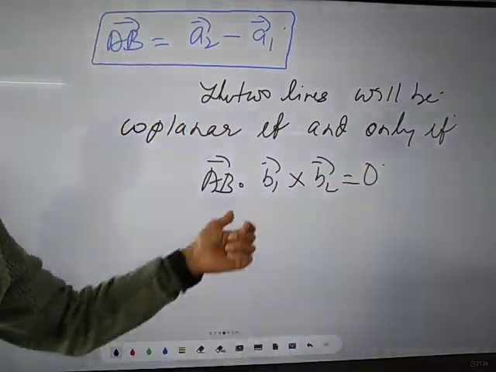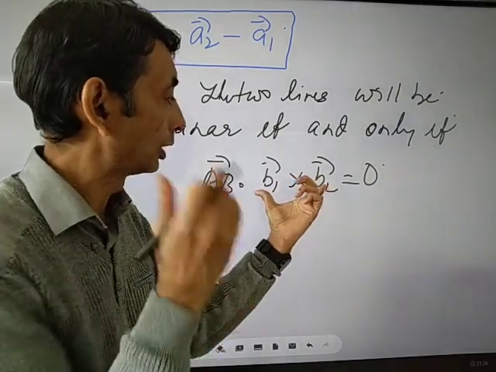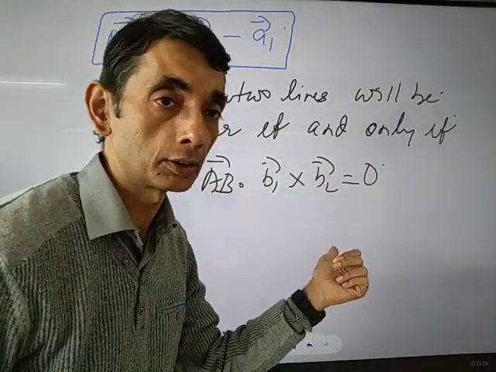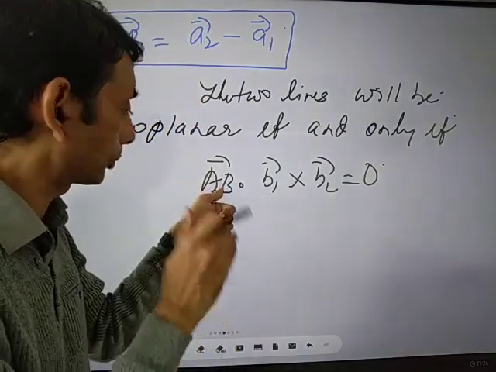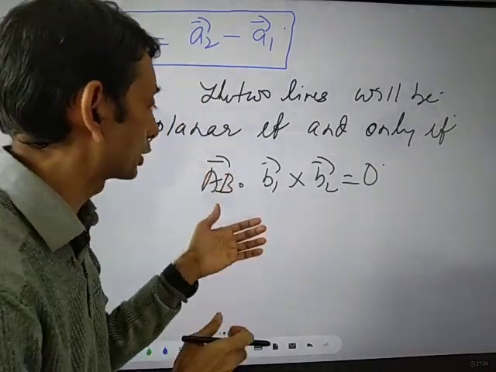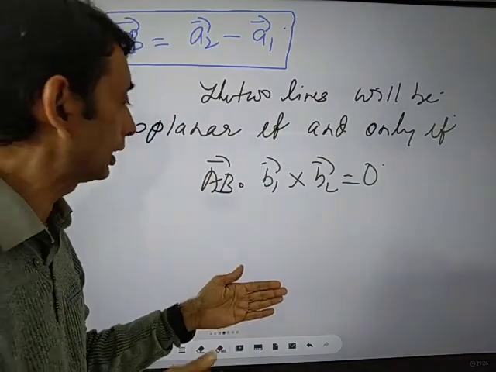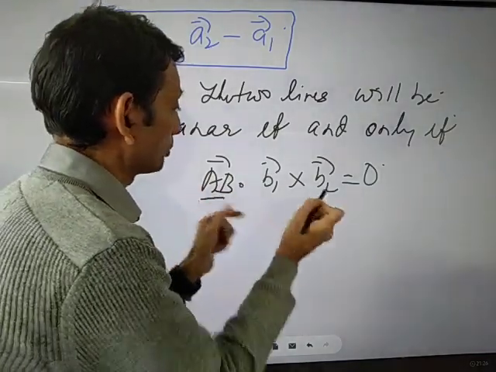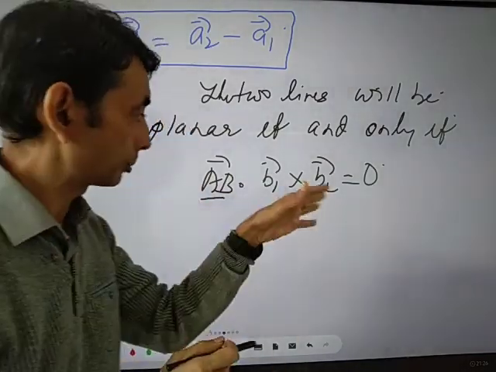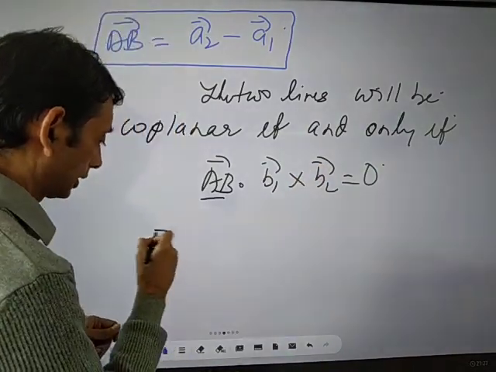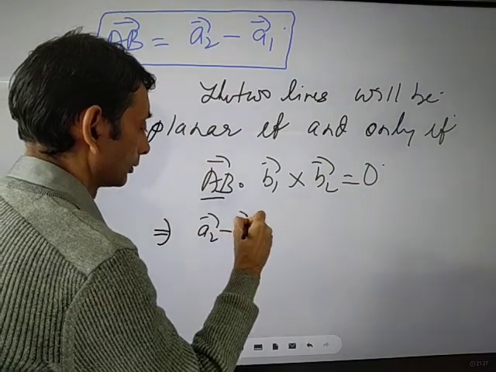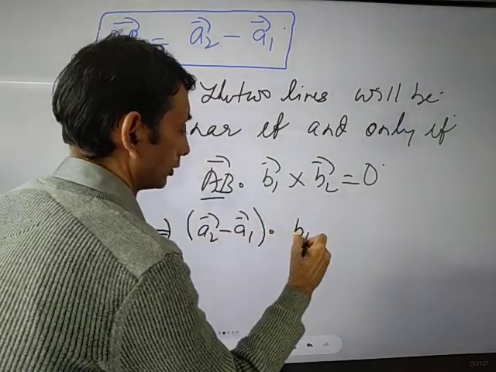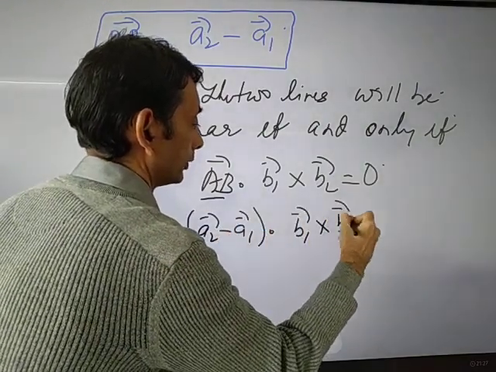Because B1 already I have explained that the B1 cross B2 direction will be perpendicular to the plane, right? And AB, since A is a point on line 1, B is a point on line 2, and if these two lines are coplanar, then the dot product between AB and B1 cross B2 has to be equal to 0. So this will just replace AB. AB means A2 minus A1 dot B1 cross B2 is equal to 0.